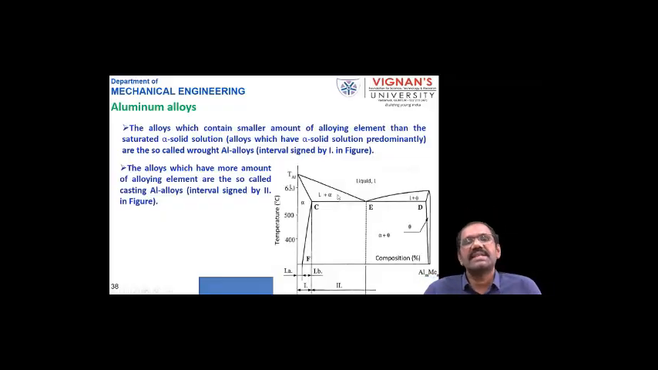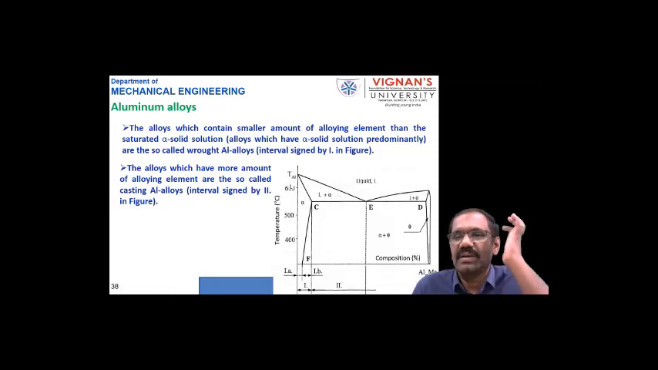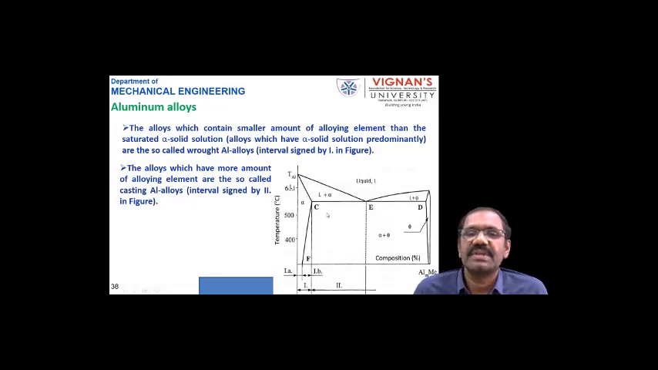So now let us see the different types of aluminum alloys. This is a partial eutectic system, which we already discussed many times. Recently also I explained this one. So what are the two types of aluminum alloys that we have here?